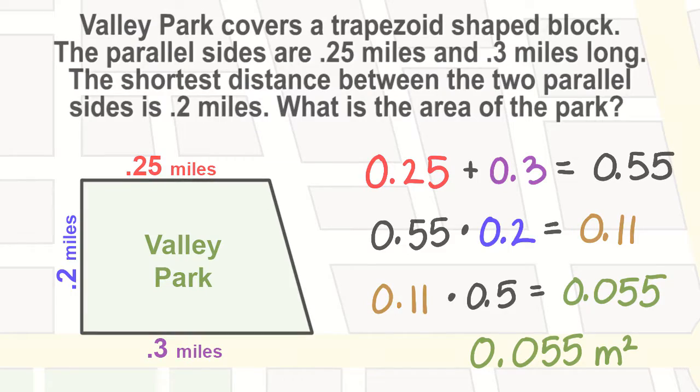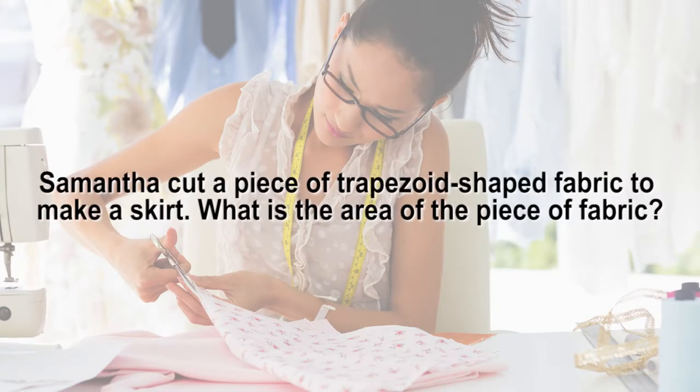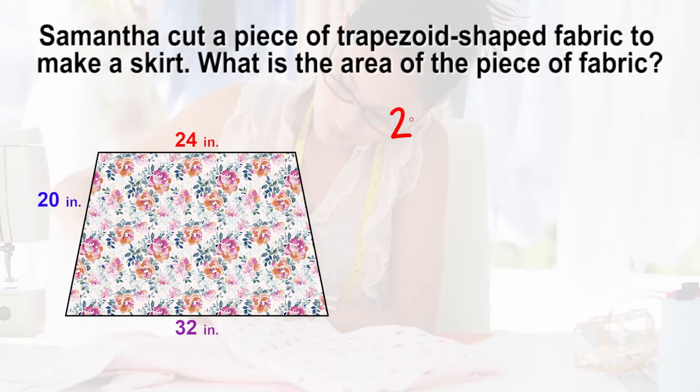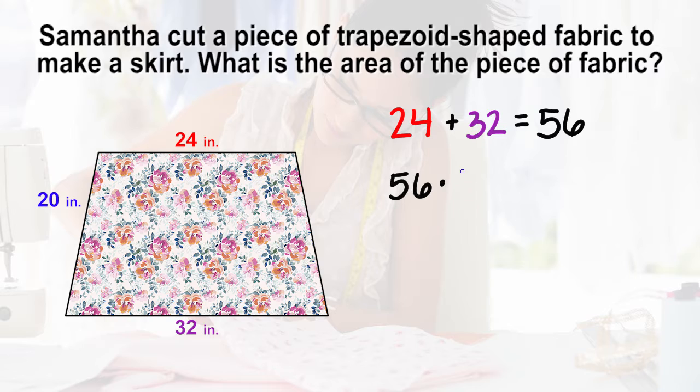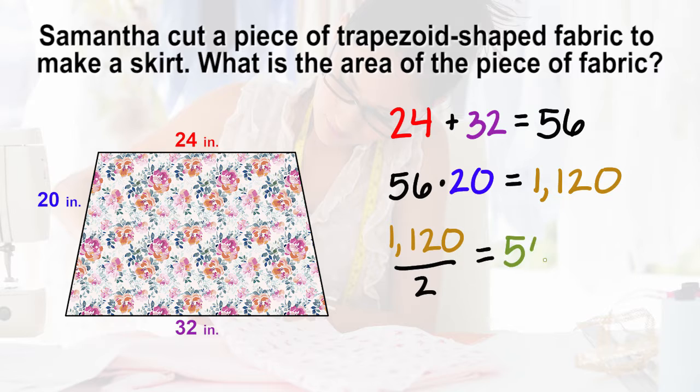Let's solve one more trapezoid problem. Samantha cut a piece of trapezoid-shaped fabric to make a skirt. What is the area of the piece of fabric? We will first add the two bases. 24 plus 32 equals 56. We will then multiply the sum of the two bases by the height of 20 inches. 56 times 20 equals 1,120. We will then multiply this product by 1/2, which equals 560. The area of the fabric is 560 square inches.